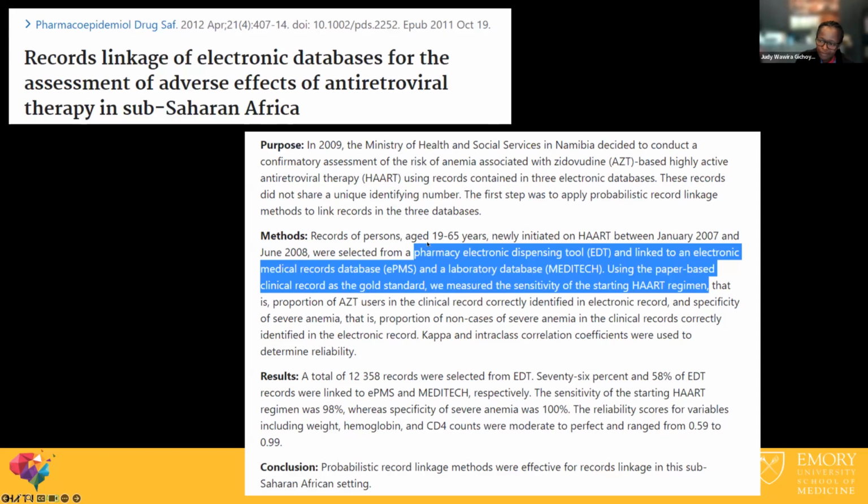And you can see the patient population that they used, but they used 3 data sets: a pharmacy dispensing tool, an electronic medical record database, and a laboratory database. And one of them was paper-based. This was the clinical record. And so they measured the sensitivity of starting the HAART regimen. And so this work, first of all, shows some of the tasks and the scope of a health informatician.